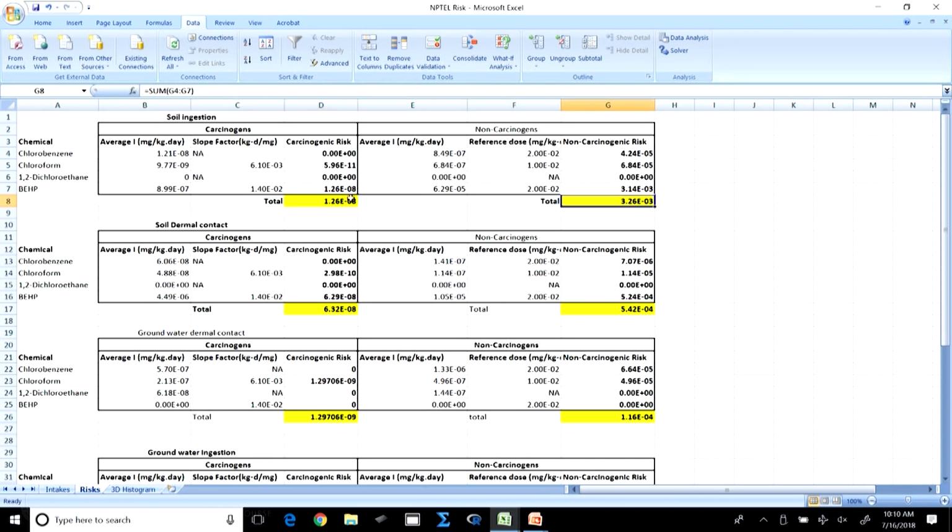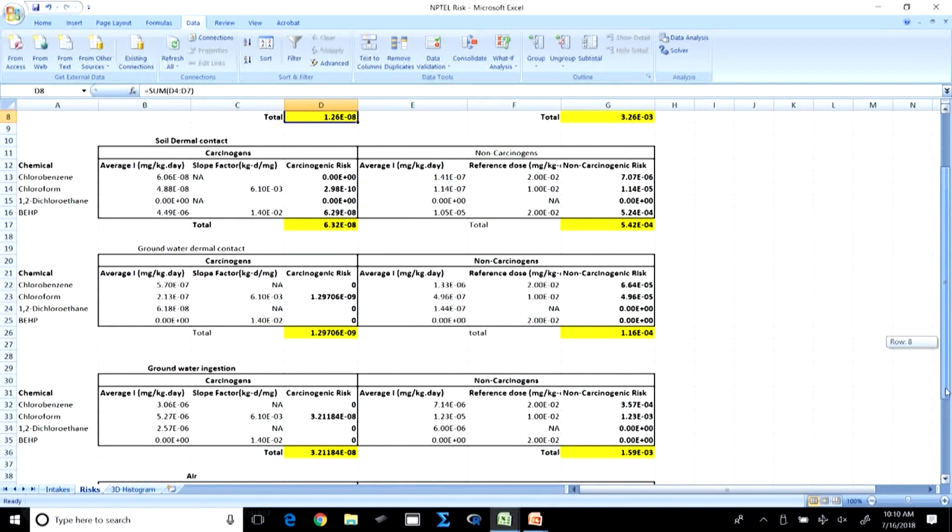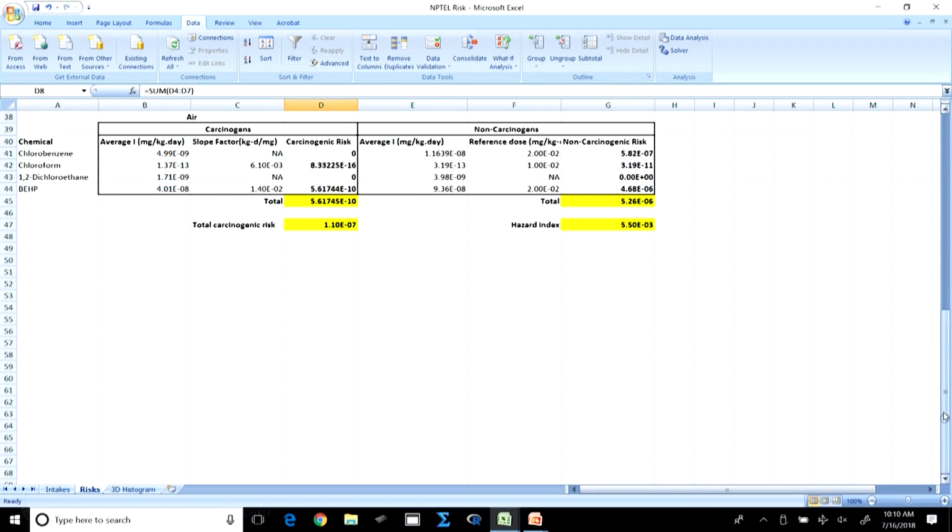Typically, as you see, the thresholds were 10^-6 for carcinogens and 1 for non-carcinogens. From what we can see here, they are relatively lower compared to the threshold. And if we look at the sum, the total carcinogenic risk is, let us say, 1.1 × 10^-7, and our threshold is 10^-6. So we deem that the level of risk posed to the people at this particular site is acceptable.